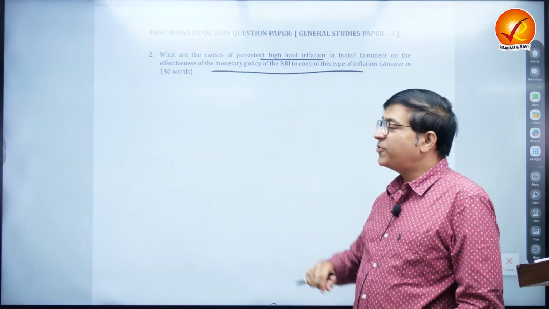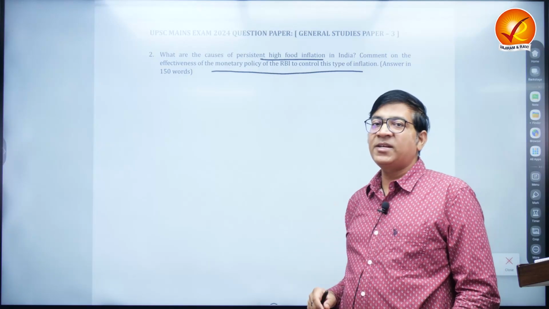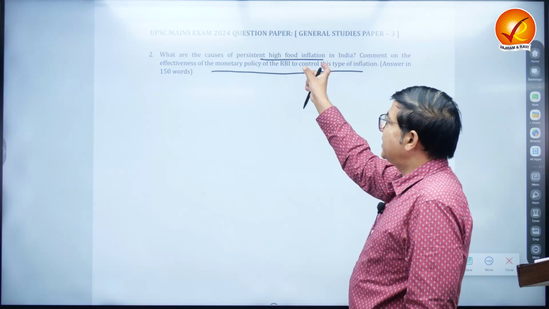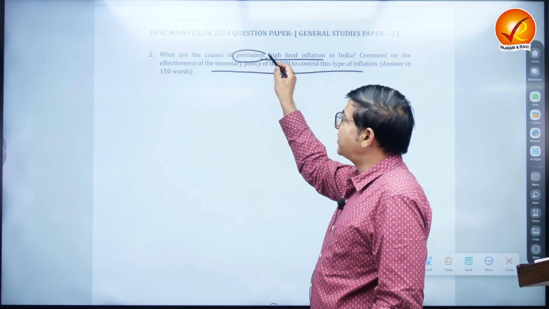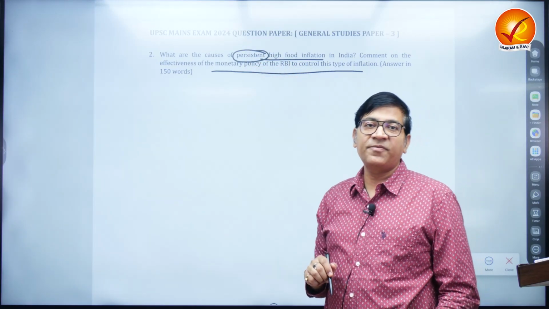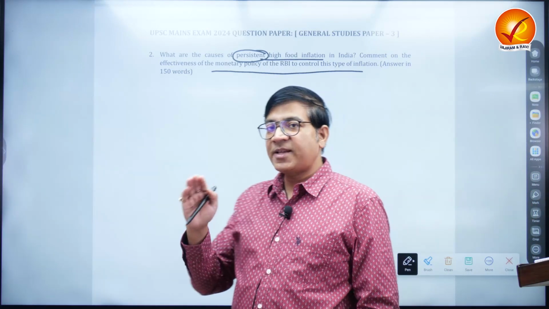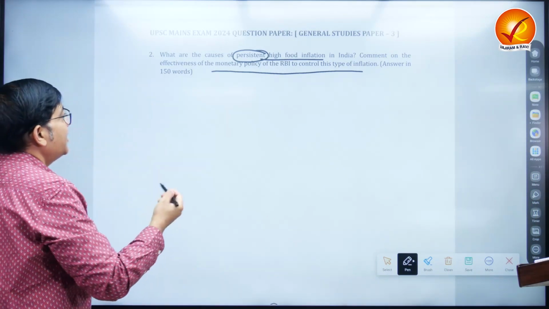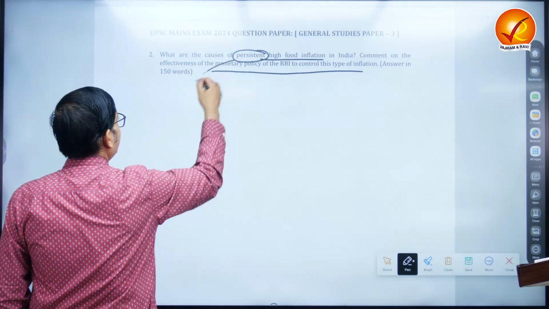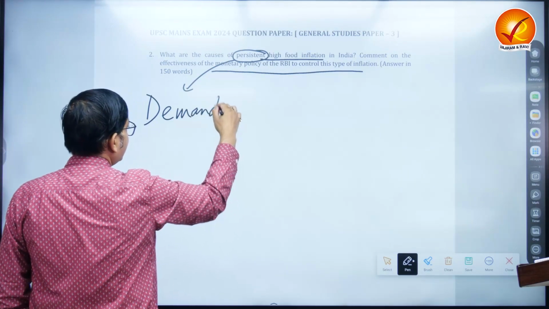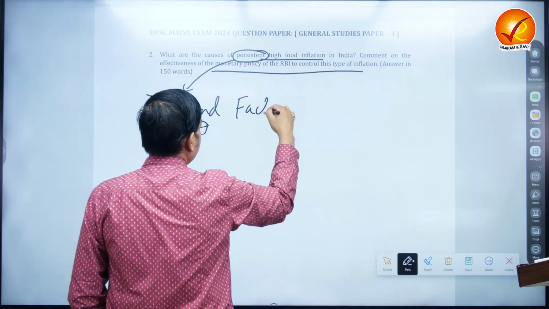You cannot explain food inflation only in a matter of what is happening in the last year or last few years. The question itself is telling persistent, although there is no exact definition of persistent as in for how long, but it means actually for a long time period. One way to answer this question is to look into two sides of it: demand factors, supply factors.